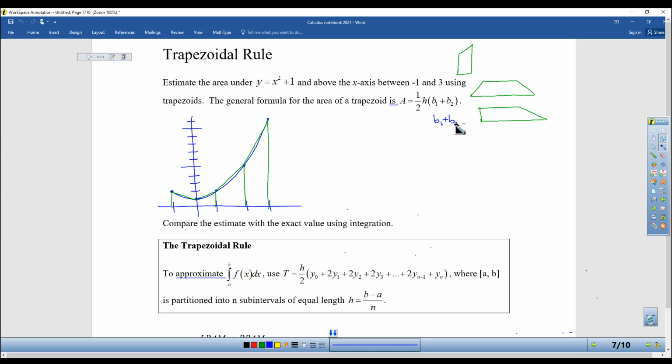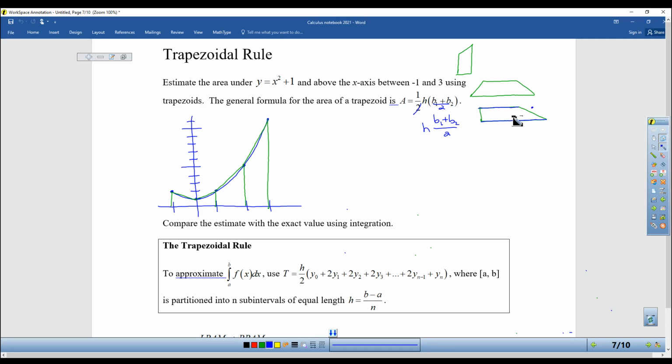This is how every book writes it, but I think it's easier to think of it as base 1 plus base 2, divided by 2. In other words, move the 2 over here, because what you're really finding is the average of the bases and then multiplying by the height. And I can show you really easily on this one. This is base 1 and this is base 2. If you average those lengths, you get something somewhere out there.